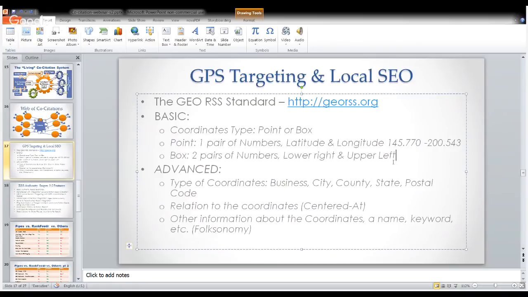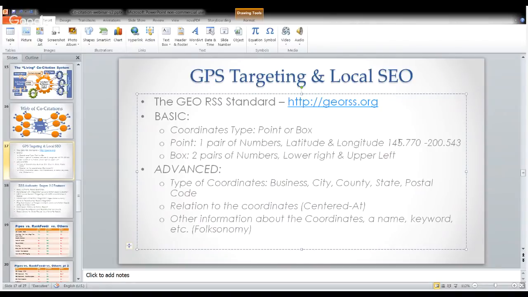Then a box is composed of just two of the corners. It's a little bit funny, but I suppose it makes sense to some programmers somewhere. You have to start with the lower right corner, and then you do the upper left corner of the box. That way you can enclose an area and say, this is the whole area, the box, that these GPS coordinates refer to. I could do a whole city, or a whole zip code, or a whole block, or some area of service that my company provides service to. So the box becomes really, really useful as well.